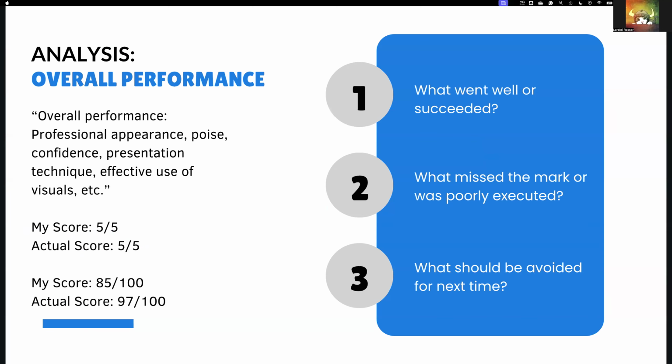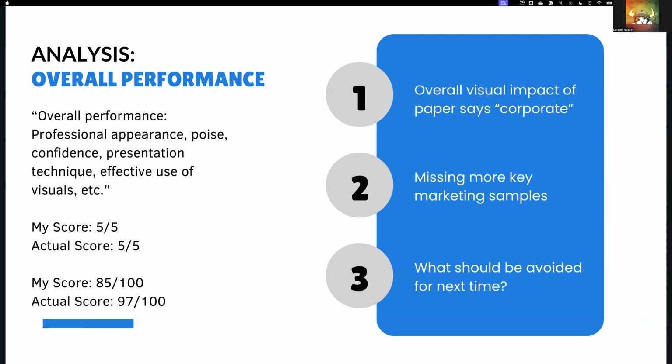The 3 biggest takeaways are, I think that the overall visual impact of the paper says corporate. Having more of that visual appearance, especially for an IMC, when you're talking about marketing, you're talking about selling yourself, selling your ideas, you want it to look professional because the more visuals you have, the less text you have, or at least the more spaced out your text is and the more impactful it feels. I would include more marketing key samples. That was the biggest thing that missed the mark for me.